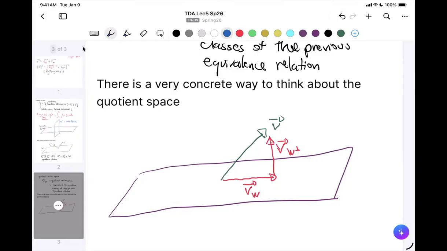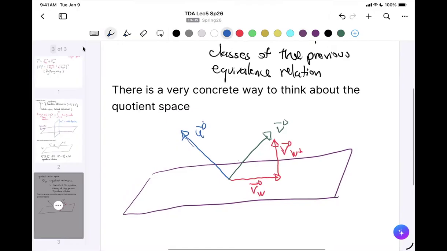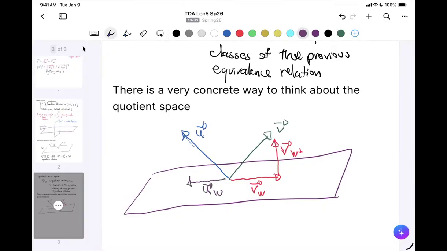Okay, and if you had a vector U, you can do exactly the same thing. You can also decompose this vector U into two pieces: UW and UW perp. And so again, what's the condition for them to be related? They are related, provided that their difference belongs to W.